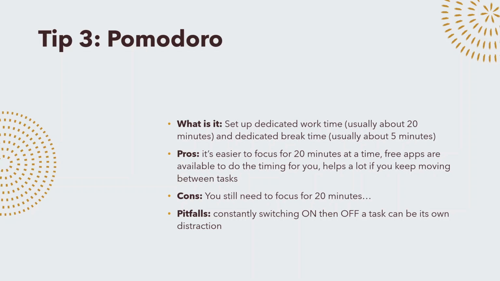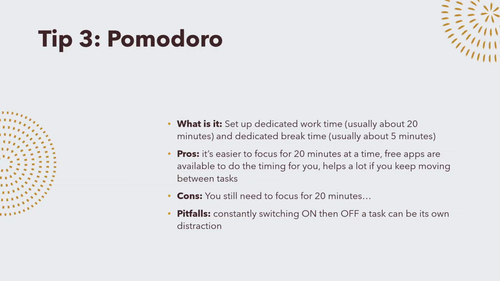A technique a lot of people use is called the Pomodoro method, and it comes from a timer, actually. Someone who started the method had a timer that looked like a tomato, which is Pomodoro in Italian, and he used that timer to get himself to be more productive in the short term. So how it works is as follows.